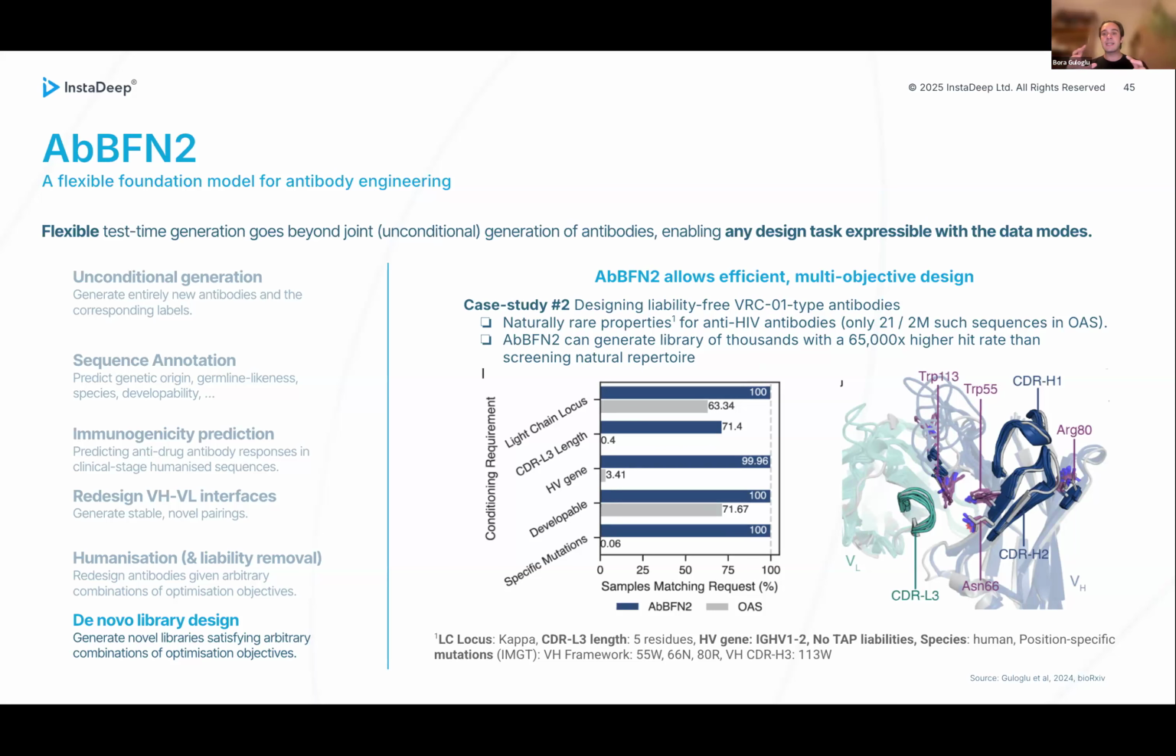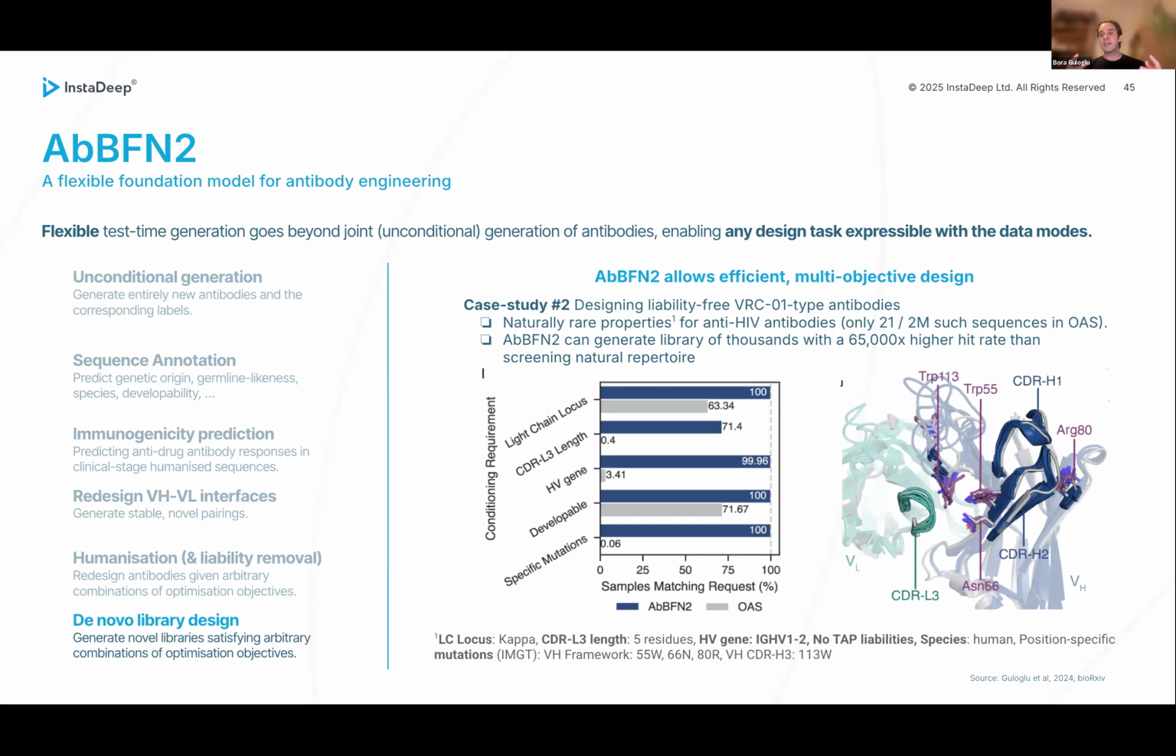In this case, our case study is VRC01-type antibodies. VRC01 is an exceedingly rare type of antibody. It was first discovered in 2001. What's special about this antibody is that most people, due to their genetics, are unable to produce these antibodies naturally. But HIV patients that are able to produce this class of antibody can control infection much better than those patients who can't produce them.